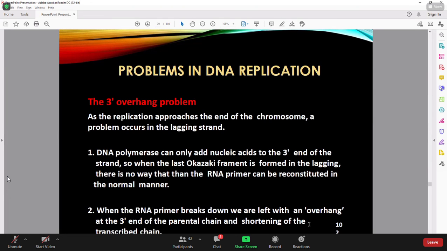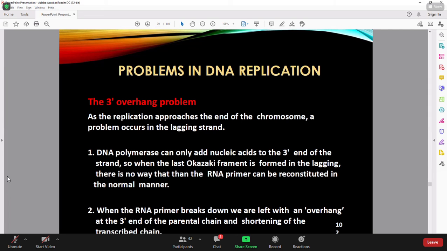Problems in DNA replication. Okay, the 3' overhang problem. This problem occurs in the lagging strand because we know that the addition of nucleotides occurs at the 3' end. So when there is an overhang, there will be no RNA primer that can be reconstructed in the normal manner. When the RNA primer is removed, we are left with an overhang at the 3' end of the template chain and shortening of the chain.